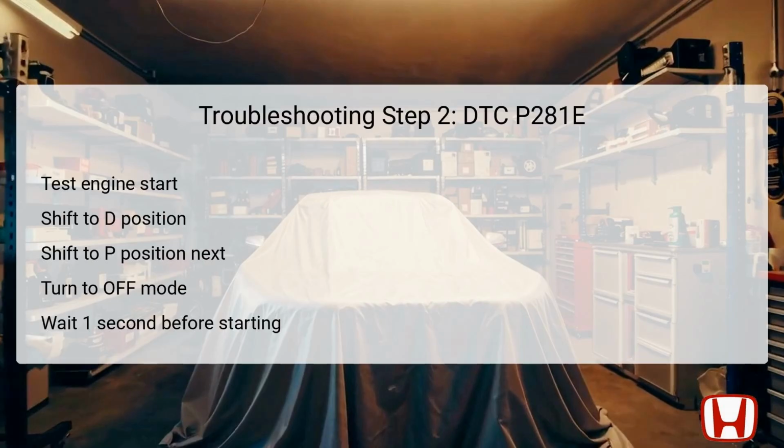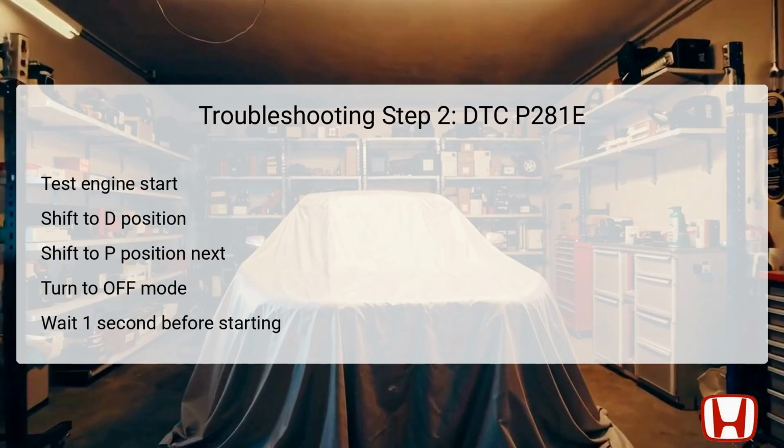For DTC P281E, follow a slightly different step-by-step approach. Start the engine and shift the transmission into the D position while pressing the brake pedal again, similar to the previous troubleshooting step.